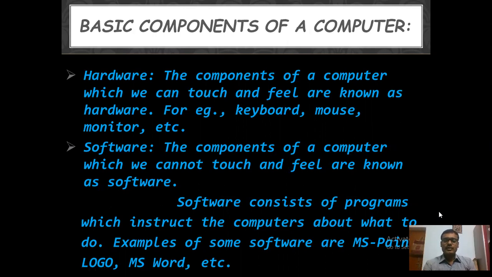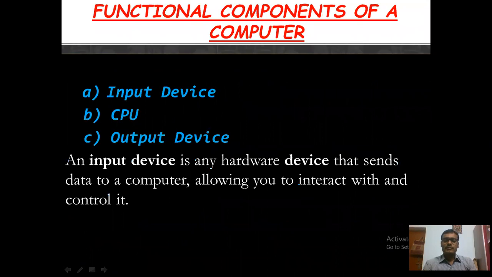Now coming to the next topic. Functional components of a computer. Do you know what are the functional components of a computer? In the last class you have studied. There are three functional components of a computer: input device, CPU, which is also known as processing device, and the third one is output device. Input device, processing device, and output device. Another unit of the computer is the storage device.